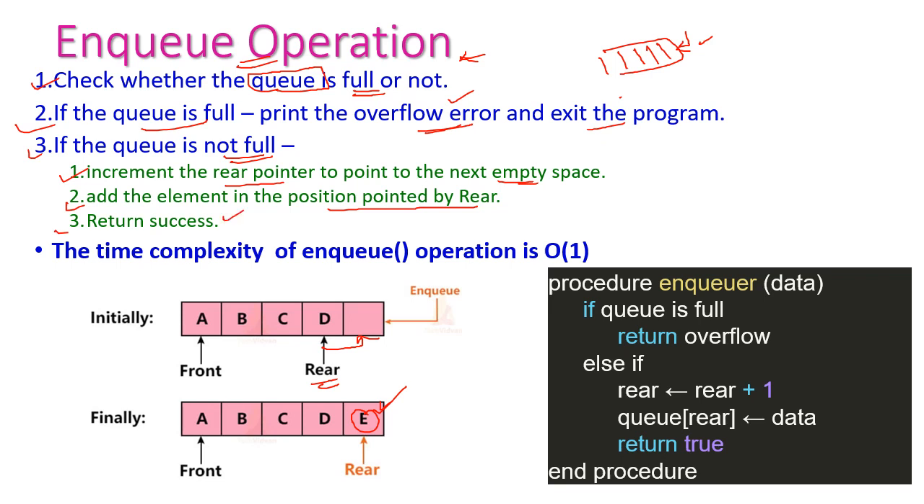The time complexity of enQueue is order of 1. And this is the pseudocode for the enQueue operation. Procedure enQueue data. If queue is full, then return overflow error. Else, rear equals rear plus 1, queue of rear equals data, and return true. Okay, this is the pseudocode for the enQueue operation.